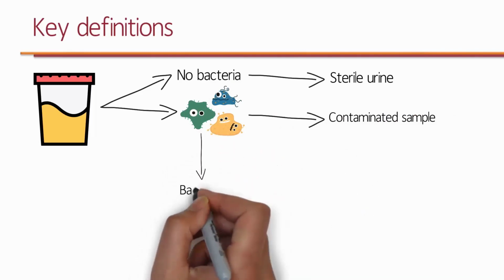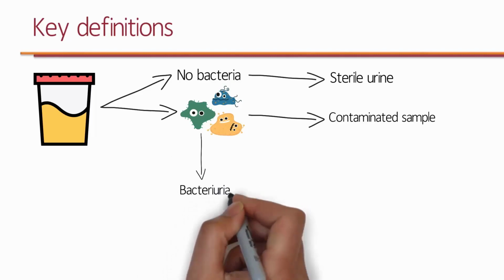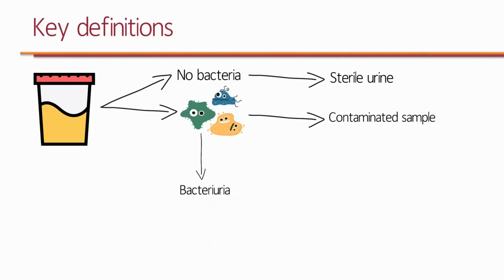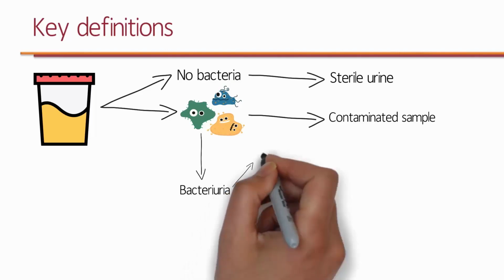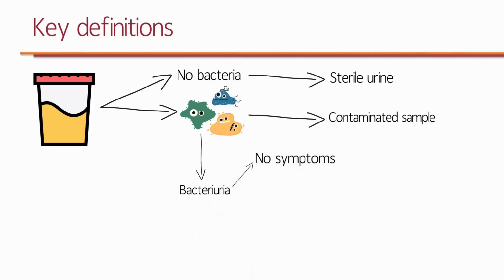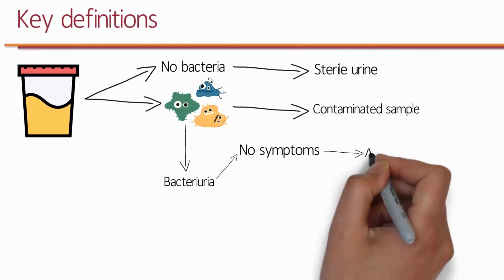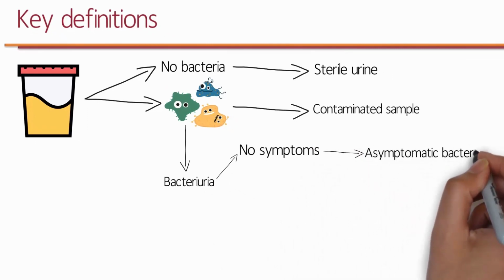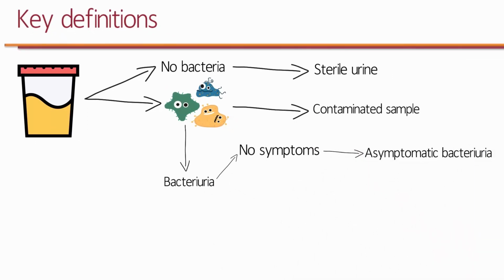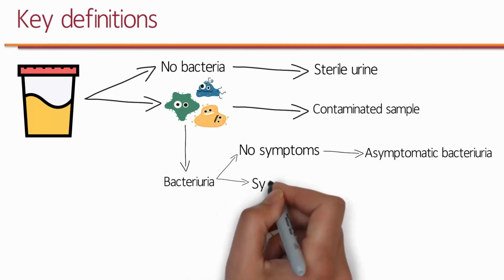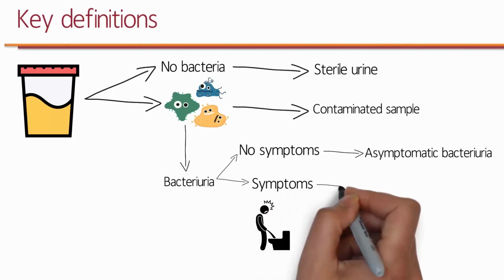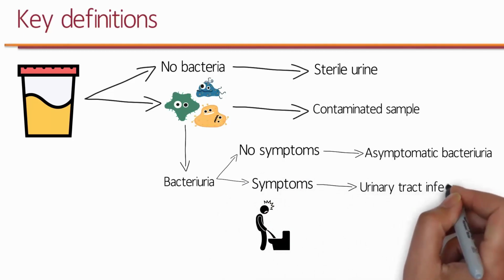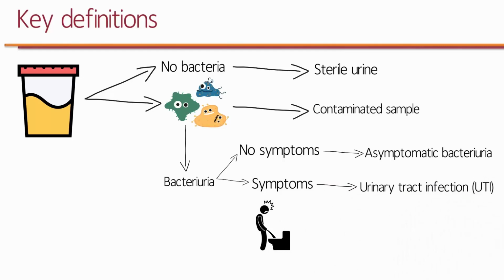Once you rule out contamination, if there are bacteria in the urine, we call this bacteriuria. This means the presence of bacteria in the urine. If a patient with bacteriuria has no symptoms, we call this asymptomatic bacteriuria. This is not a urinary infection and does not need to be treated in most patients. If the patient does have symptoms, however, we call this symptomatic bacteriuria, or more commonly known as urinary tract infections.